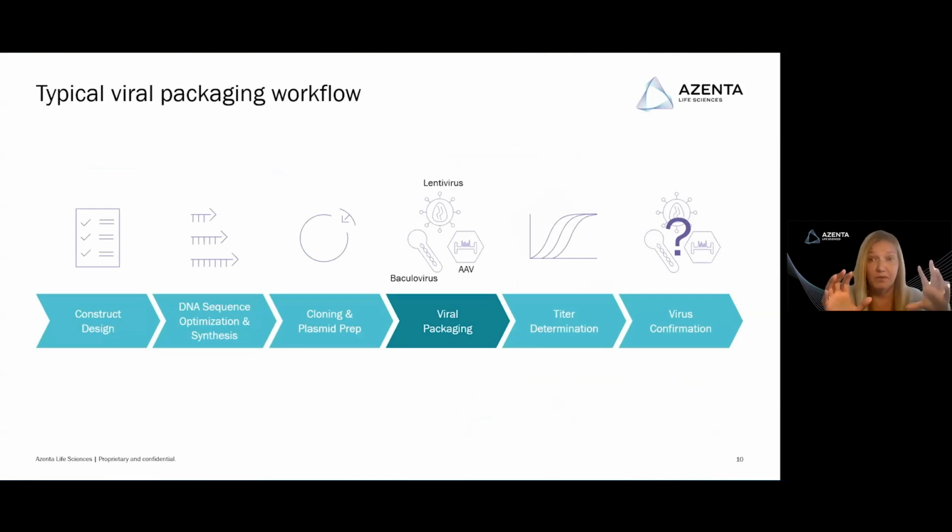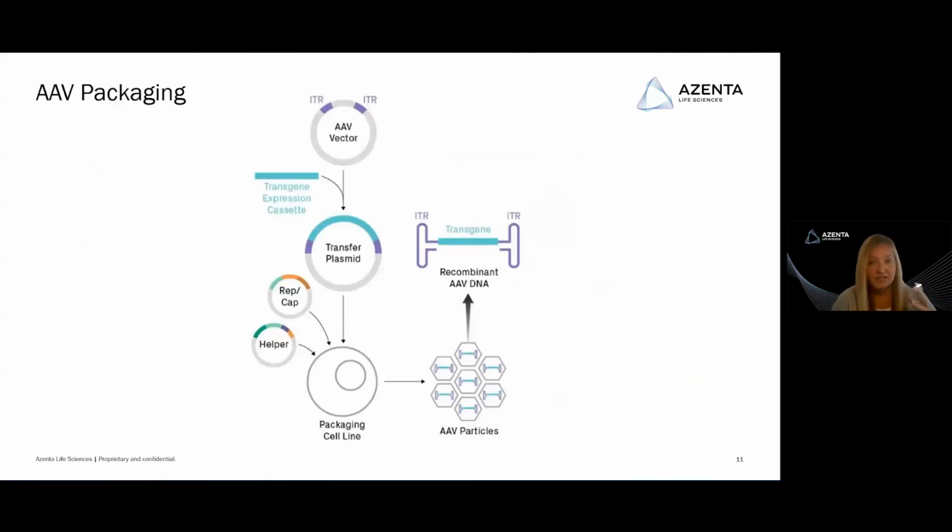Now, once we've confirmed that our plasmid is perfect, we need to package this into the viral vector. And again, here we're thinking that AAV vector. So what does this look like? We're going to start out with that transfer plasmid, and then we're going to incorporate two additional plasmids, the rep cap and helper plasmid. All three of these are going to be transfected into that host packaging cell line.